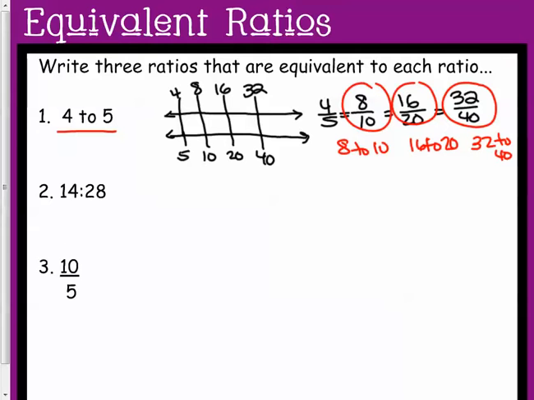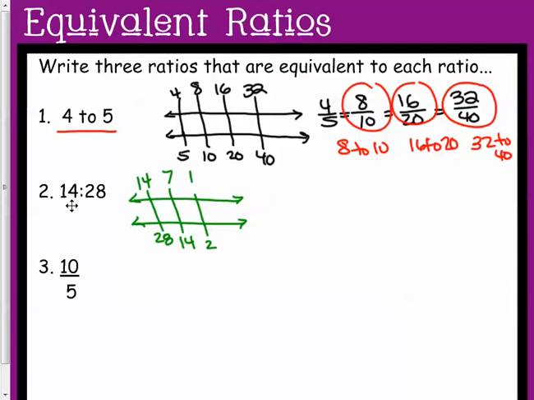Okay, go ahead and try these two and I'll be back in just a second to show you what I did. Now the cool thing about this one is you could go up or down the number line. So I could do 14 over 28 and do 7 over 14 and then do 1 over 2. That would give me 2 equivalents because really 28 is double 14. That's what I meant to say.